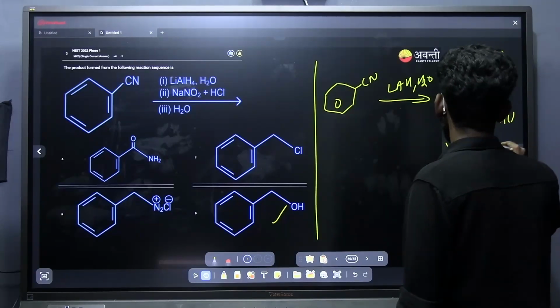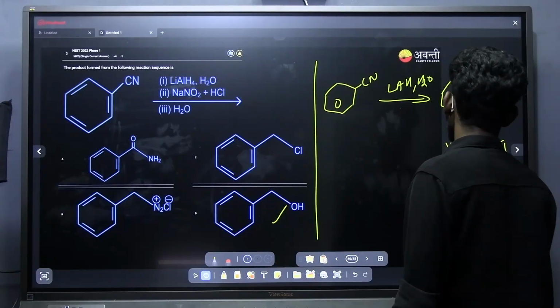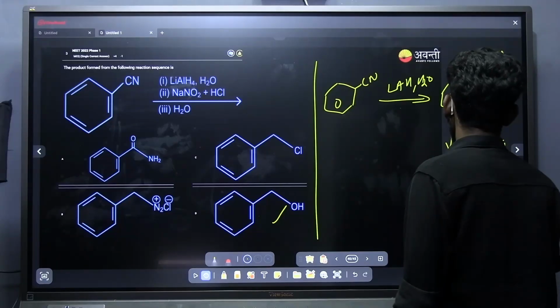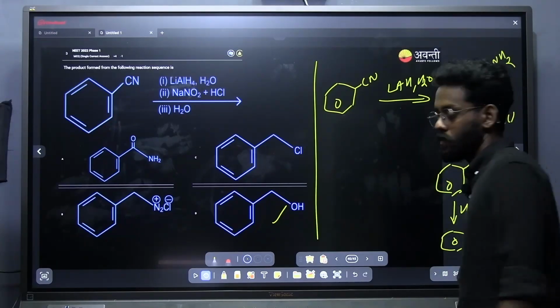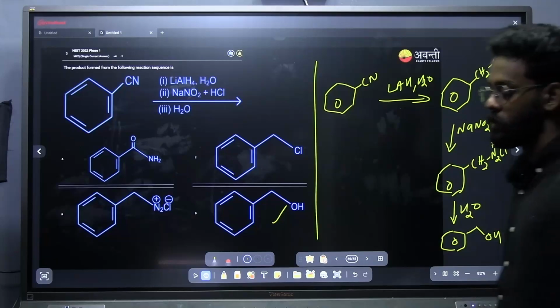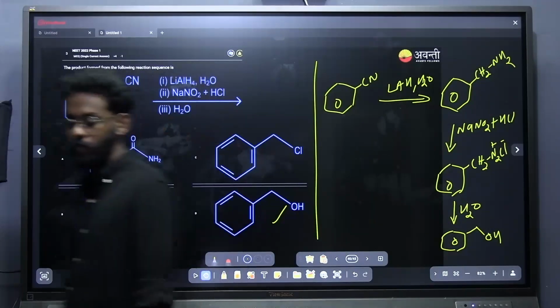This is very unstable, and we know that it will be converted to alcohol, that is benzyl alcohol, which we will be getting as the final product. Note it down, all of you.